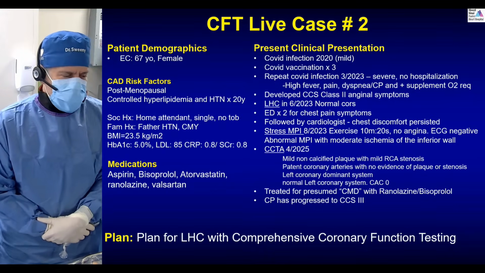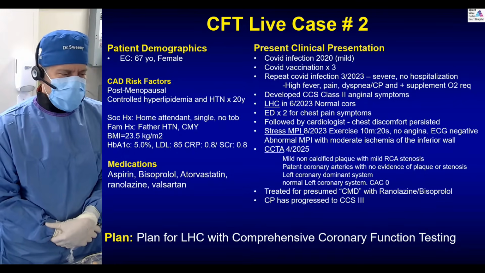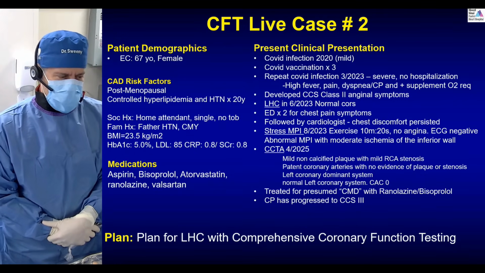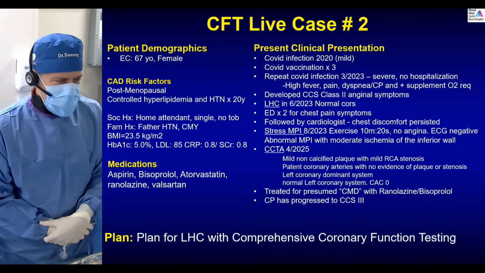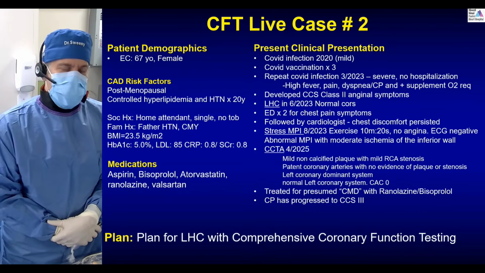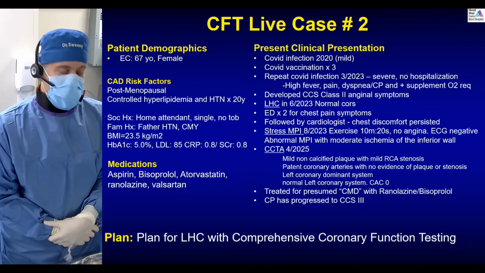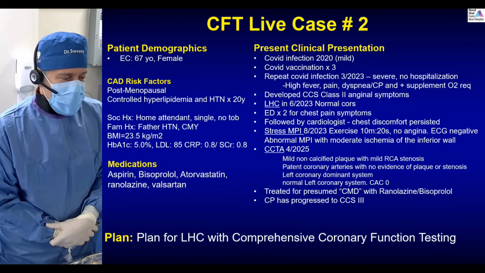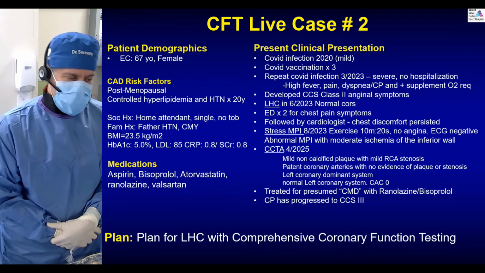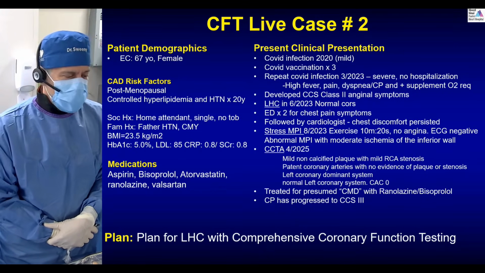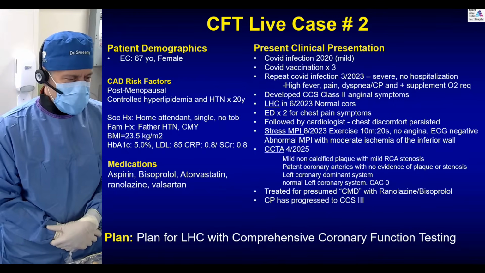Her cardiologist at that time was concerned, and this eventually led to a left heart cath in June of 23 that showed normal coronaries. Since June of 23, she's been to the emergency room twice with recurrent chest pain symptoms. They did not repeat a catheterization, but did undergo usual rule-out testing in the emergency room and she was eventually sent home.